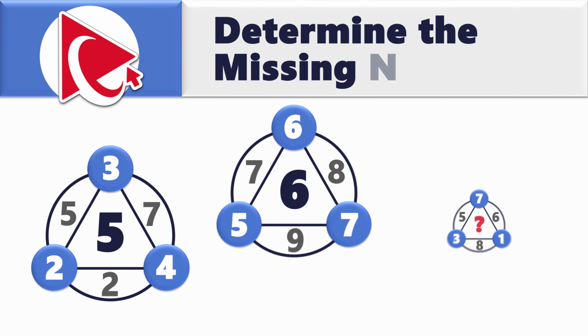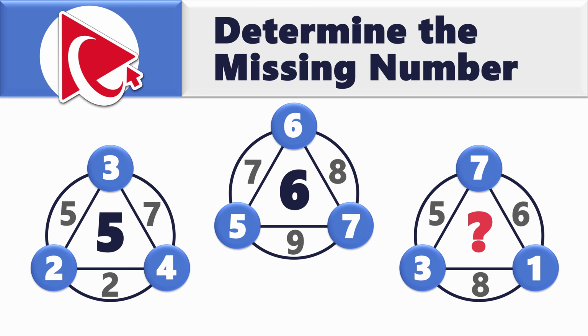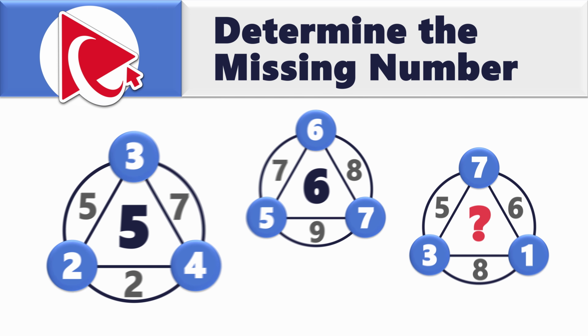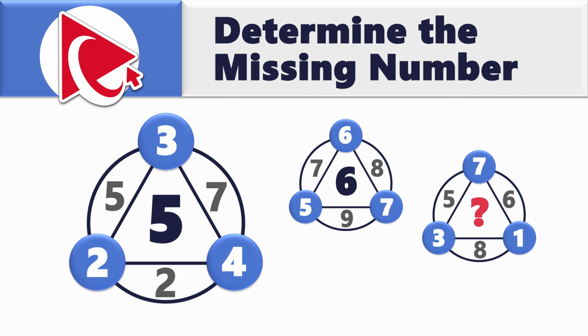You're presented with unusual looking shapes, the combination of circles and triangle. Each shape has 7 numbers. In the first shape, the inside numbers are 5, 2, and 7. The outside numbers are 2, 3, and 4, and then the middle number is 5.